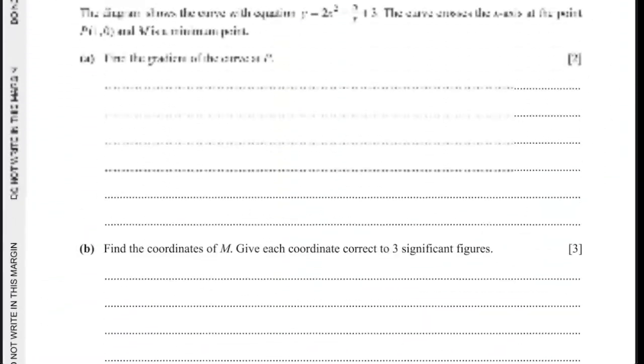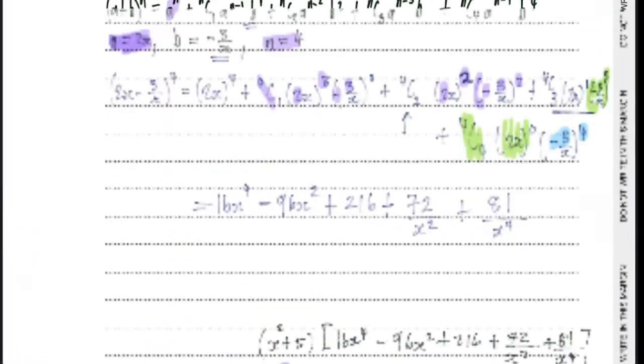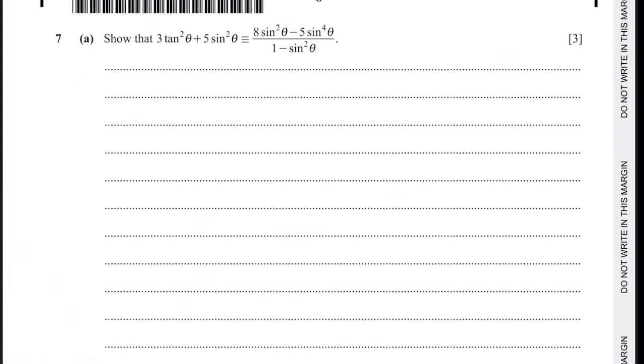Right. Let's go to the trig. Let's see the one that could be giving you problems. Where is it? This one? Identities?